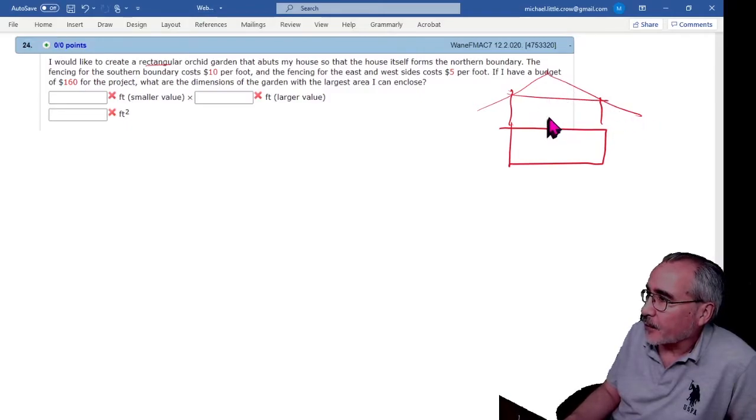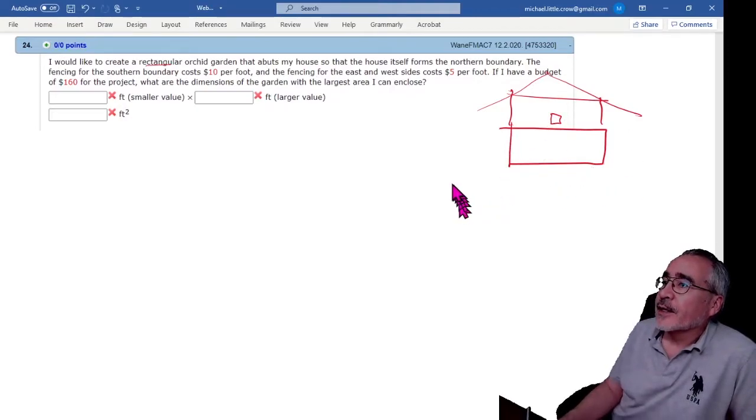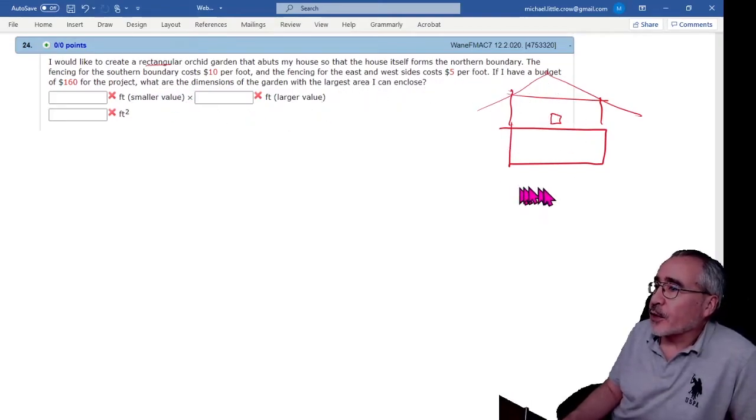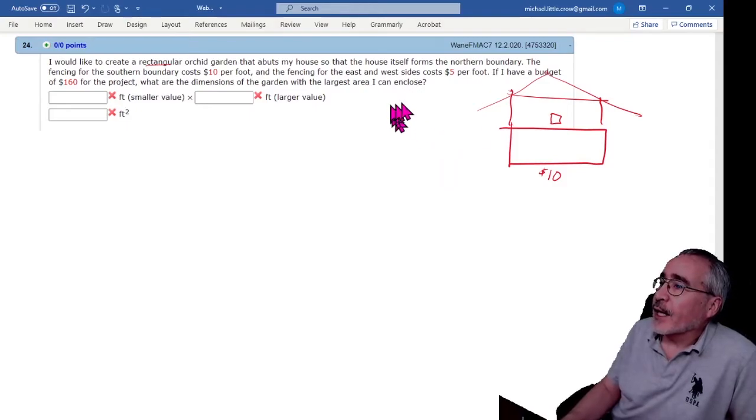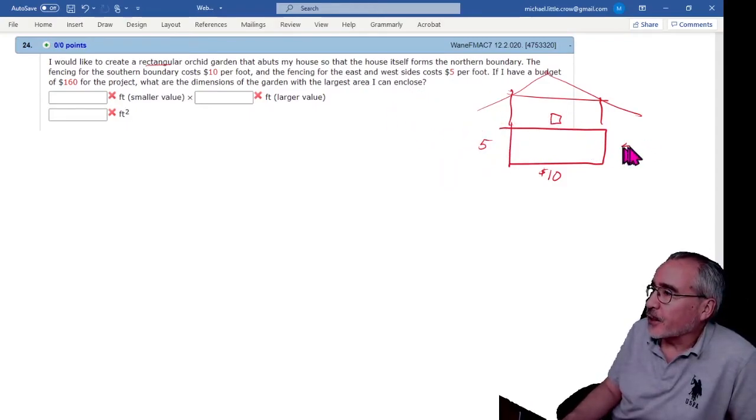So here's the house, here's the door. And this is kind of the garden. And so we don't need a wall because the house itself is the wall. The fencing of the southern border costs $10 per foot, because it's right across from the house. And the east and west sides are only $5 because, again, they're in your peripheral vision.